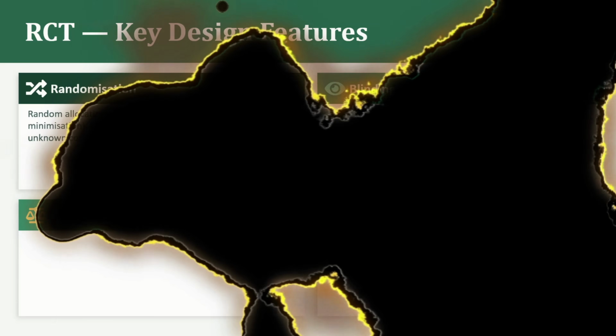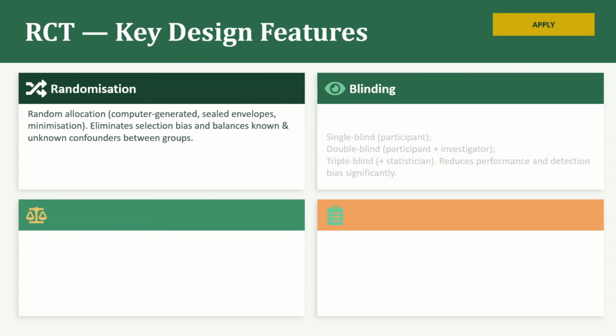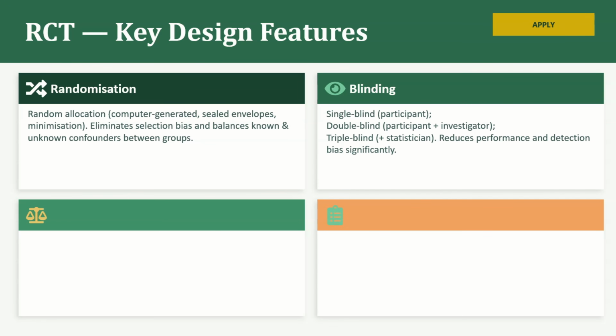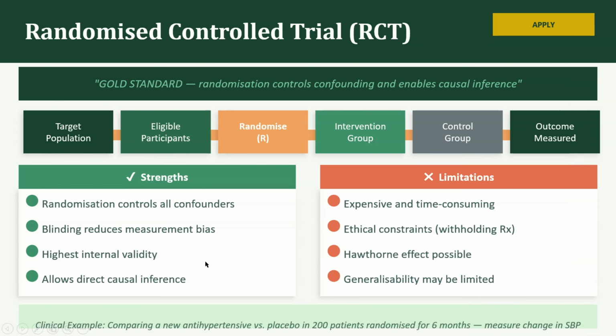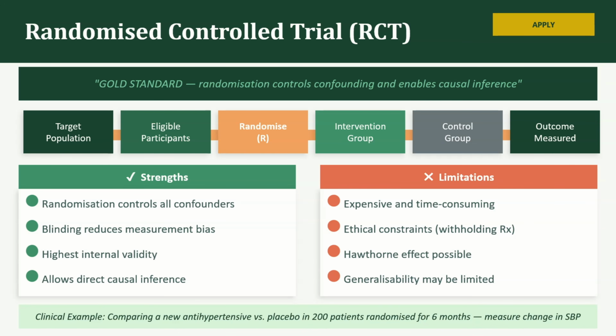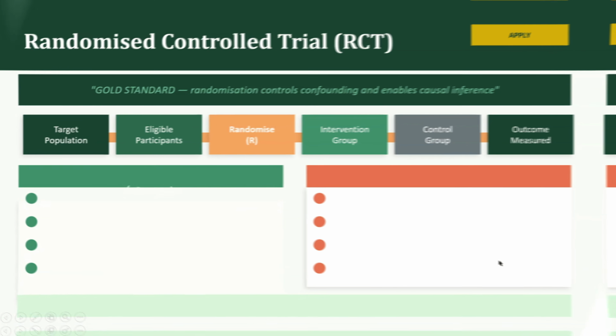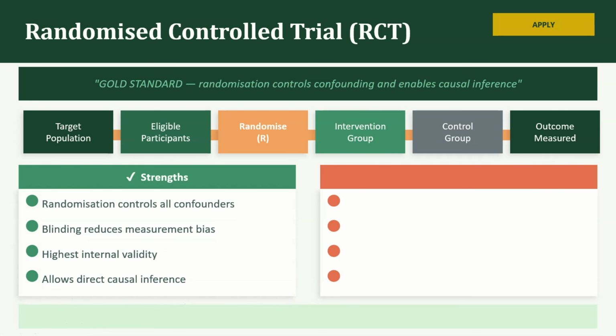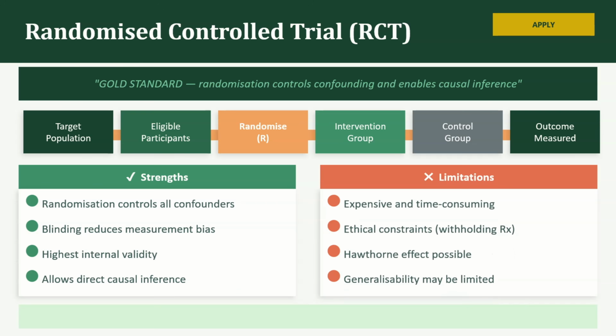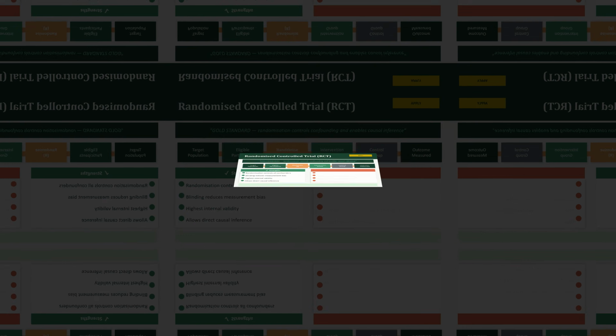Then you blind. Single blind, the patient doesn't know which group. Double blind, patient and doctor don't know. Triple blind, even the statistician doesn't know until the end. Example, you want to test a new antihypertensive, randomize 200 patients, give drug or placebo for 6 months, measure change in systolic blood pressure. Strengths, highest internal validity, proves causation. Limitations, expensive, time consuming, sometimes unethical.